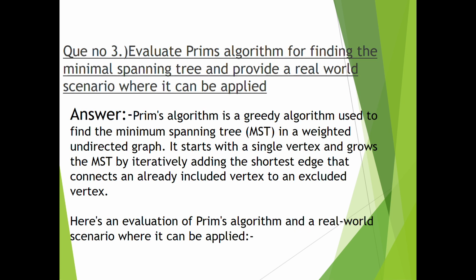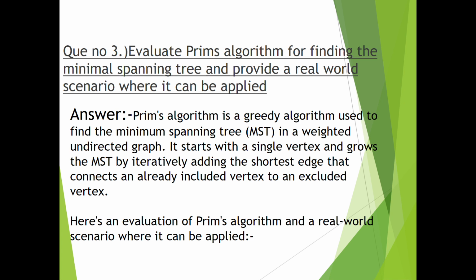Question number 3: evaluate Prim's algorithm for finding the minimum spanning tree and provide a real world scenario where it can be applied. Answer: Prim's algorithm is a greedy algorithm we use to find the minimum spanning tree, MST, of a weighted undirected graph. It starts with a single vertex and grows the MST by iteratively adding the shortest edge that connects an already included vertex to an excluded vertex.